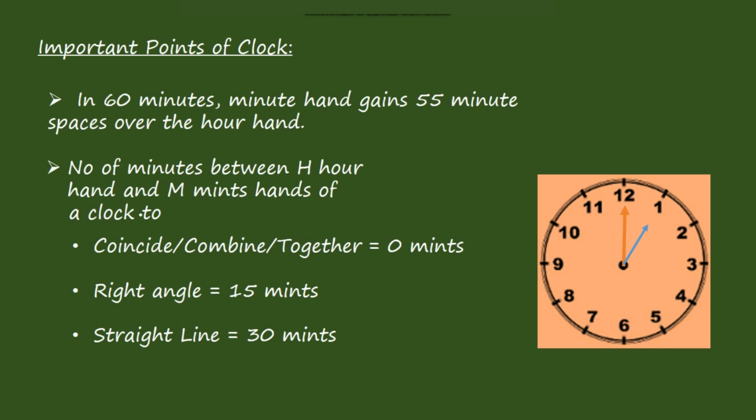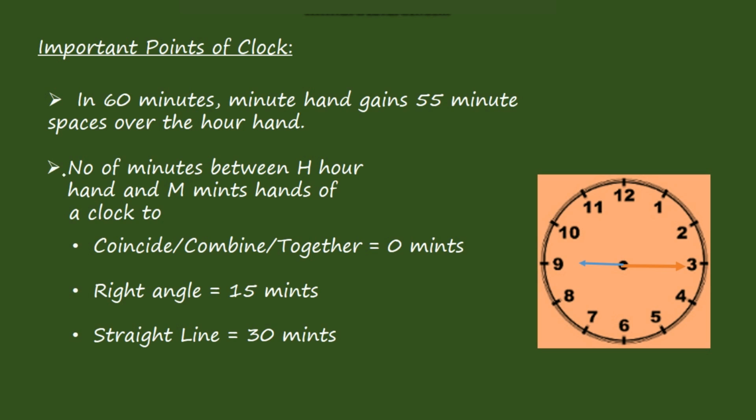Going to the second point, the number of minutes between the hour hand and minutes hand of a clock. If both the hands are coinciding, combined together, then how many minutes is the difference between these two? It is only 0 minutes. When they form 90 degrees or a right angle, the difference between these two is 15 minutes. When they form a straight line, it is a 30 minutes difference between the minutes hand and hour hand.